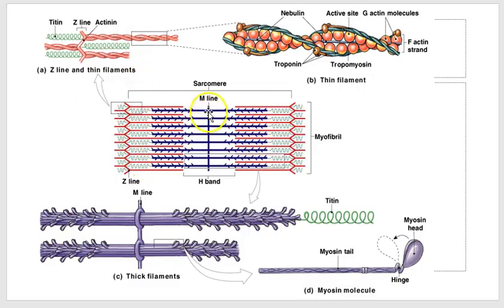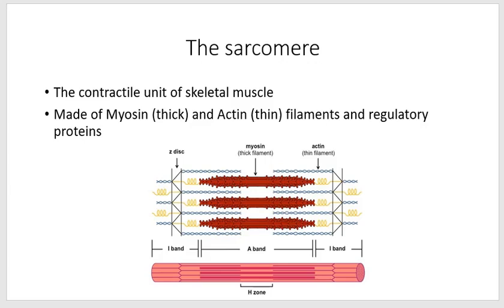So here again, you can see the M line of your myosin. Here's the Z disc or Z line with your actin attached to it. If you look here again, you can see there's a couple different bands. You have this A band right here where you find the myosin. The A band is the dark band.